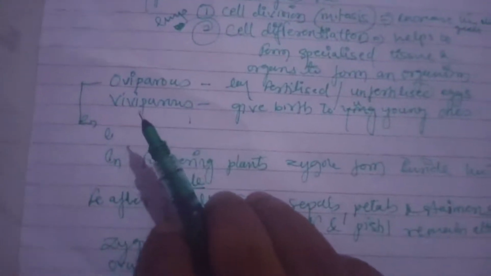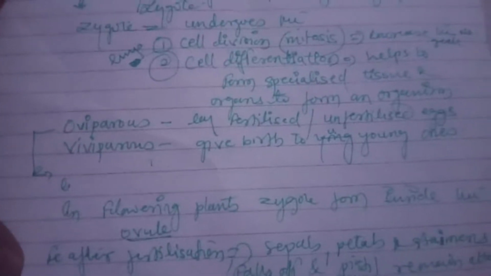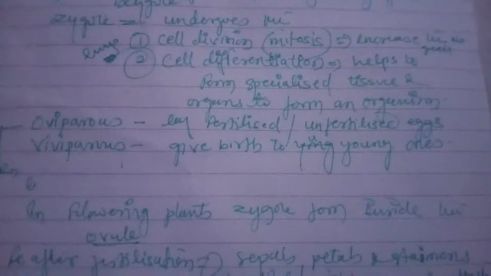Understood? So these are the things. I think you have done the homework question. In the previous class I told you to write the definitions of oviparous and viviparous with examples, because we discussed this in first year.